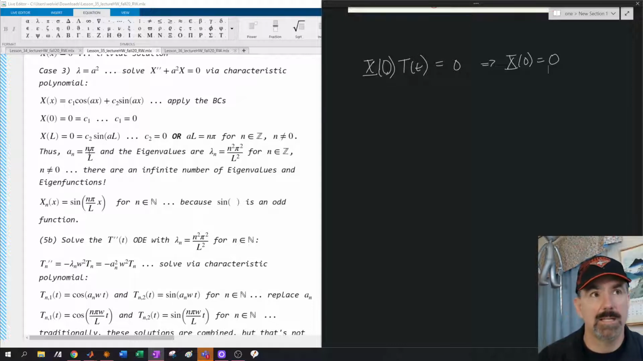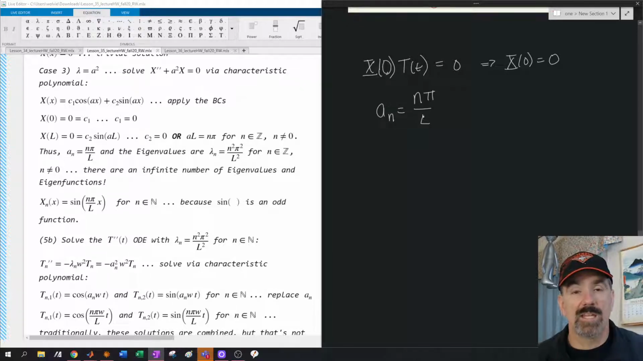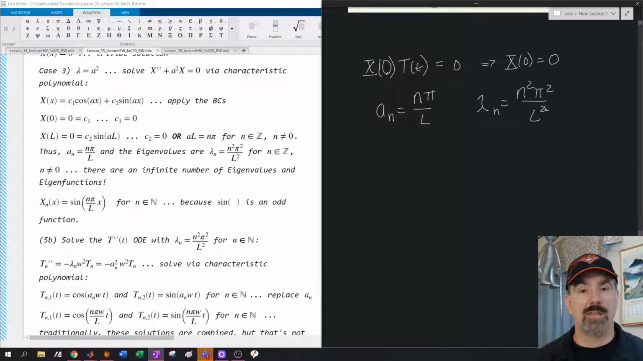And this is a big conceptual piece as we move forward, is the fact that we were looking for a, but we found a sub n's. And what I mean by that is we were looking for one eigenvalue, but the reality is we found an infinite number of eigenvalues. And so those eigenvalues, which I'm writing out here, are integral to the solution, and we see that when we get to solving the temporal ODE.